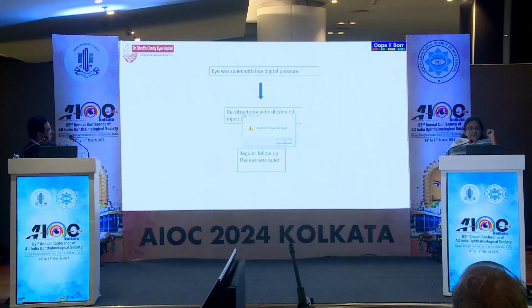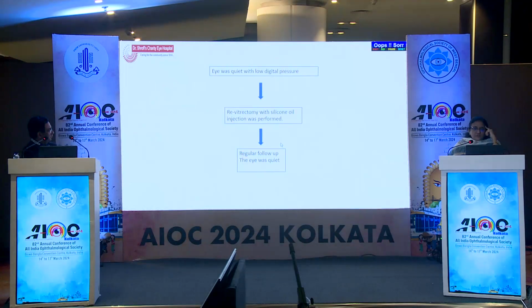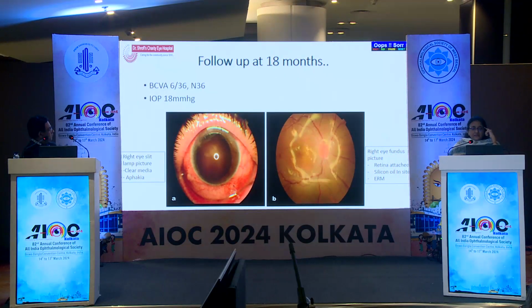So the eye was quiet with a low digital pressure, and therefore we had to resort to a revitrectomy with silicone oil injection. And on regular follow-up, now the eye was quiet. The patient had recovered a vision of 6/36, N36. The pressures were good, 80 millimeters of mercury. The eye was quiet, and you see a good fundus, well-attached retina with silicone oil in situ with some amount of ERM formation.